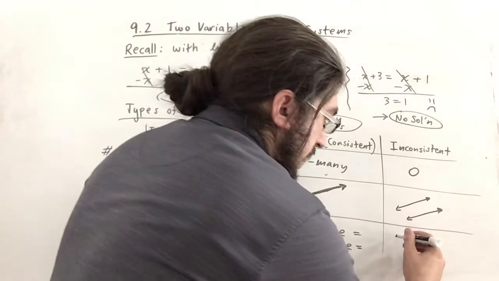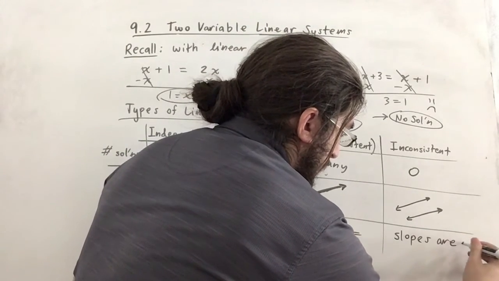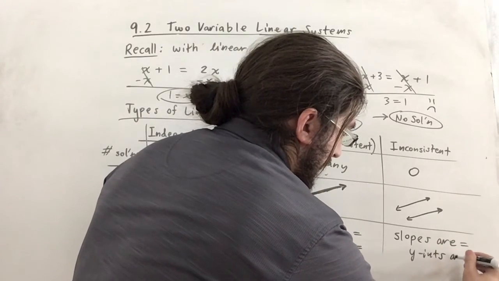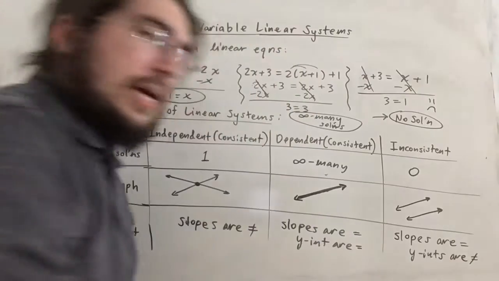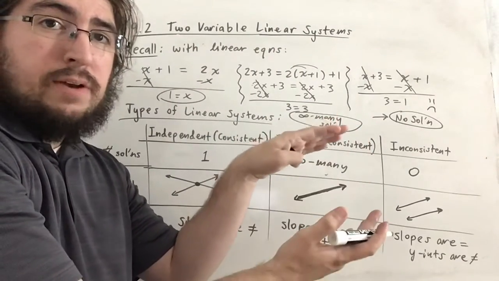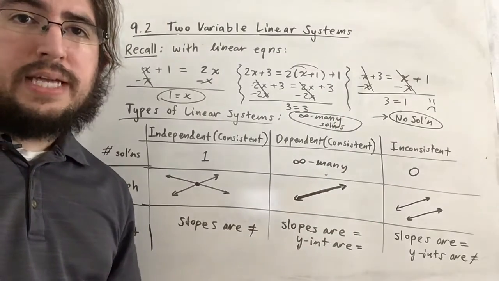Here, the slopes are equal, but the y-intercepts are not equal. Because even though they have the same slope, rise over run, they will not have the same y-intercept, otherwise they'd be the same line. So now let's take a look at a few examples of these cases.